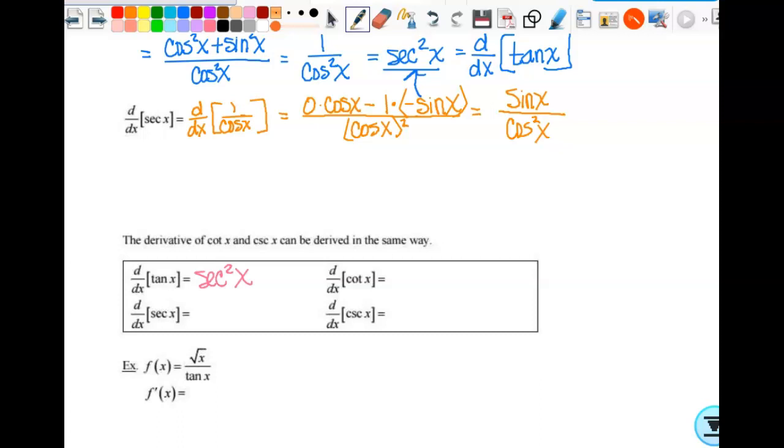What could we do with that to simplify it? How do I get tangent out? Does this whole thing become tangent? No, I have an extra cosine in there. So I can make that sine x over cosine x, which we recognize as tangent, times 1 over cosine x. Sine x over cosine x is tangent x, and 1 over cosine x is secant x. There's nothing wrong with this, but the way you will see it written most of the time, and the way I think is better to remember it, is to flip those around and make it secant x tangent x.